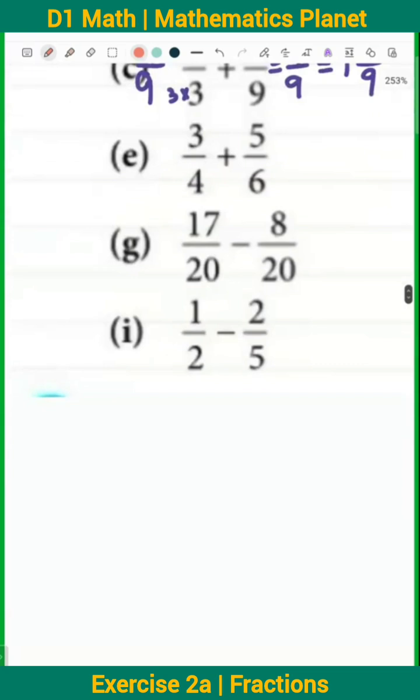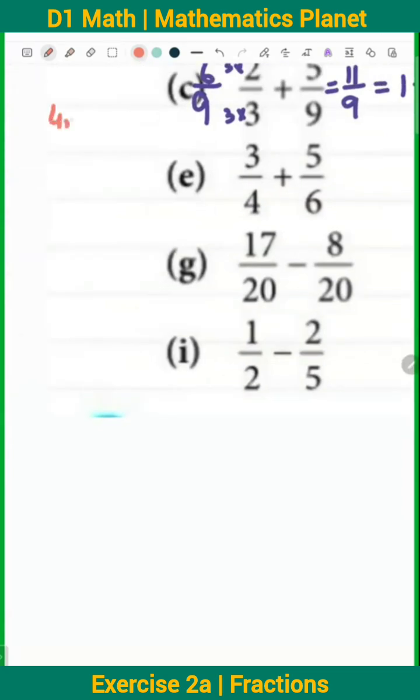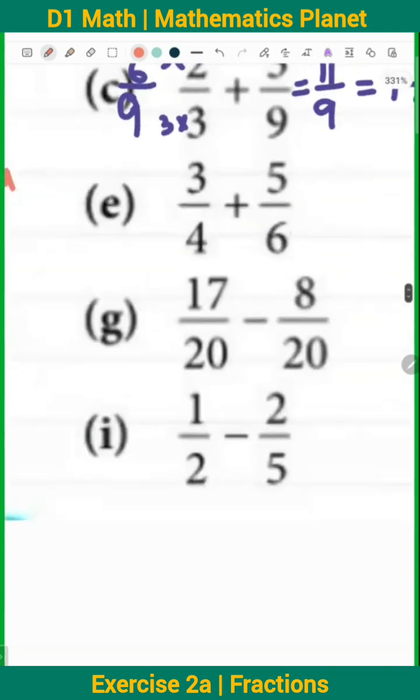4 and 6, we need to find the least common multiple of 4 and 6. 2 times 2 is 4, 3 times 2 is 6, 6 times 2 is 12. So 12 is the least common multiple of 4 and 6. Now we are going to make both of the fractions to 12. So 6 times 2 is 12, 4 times 3 is 12.